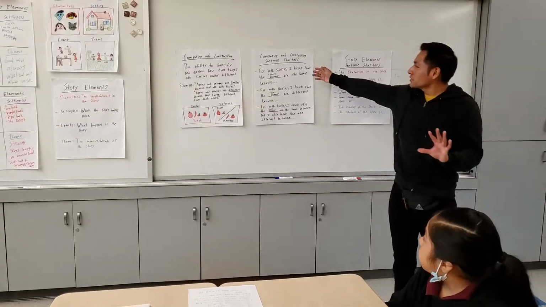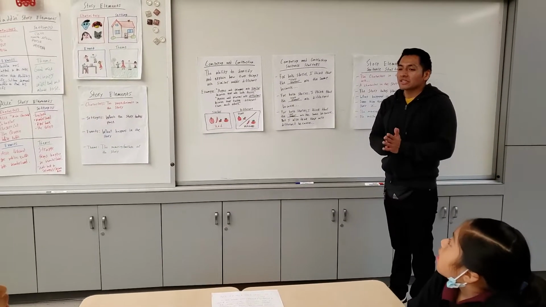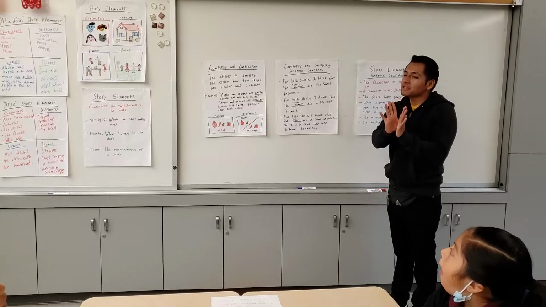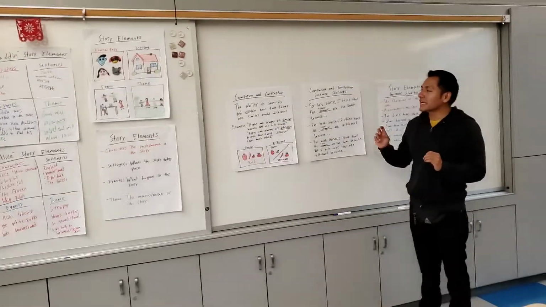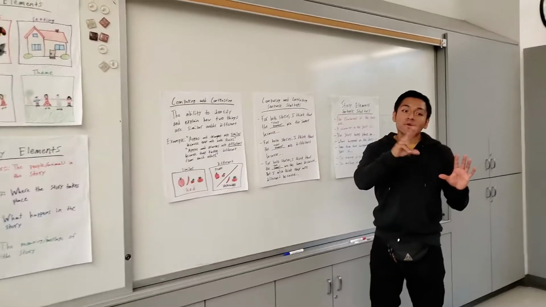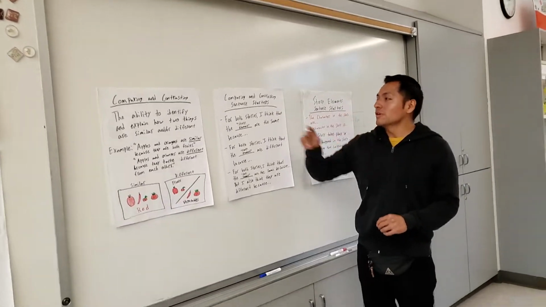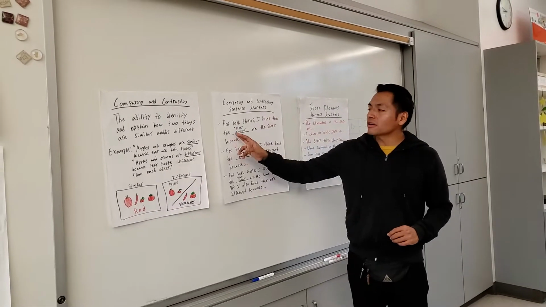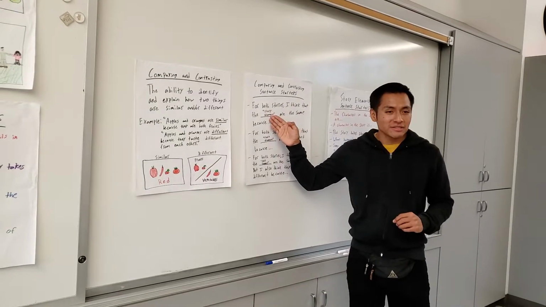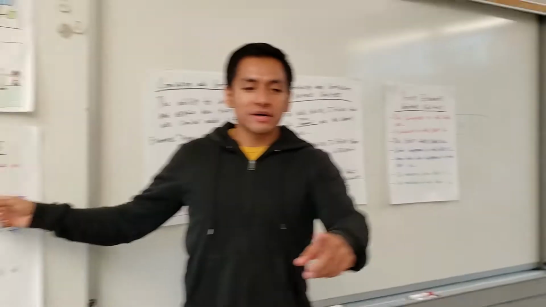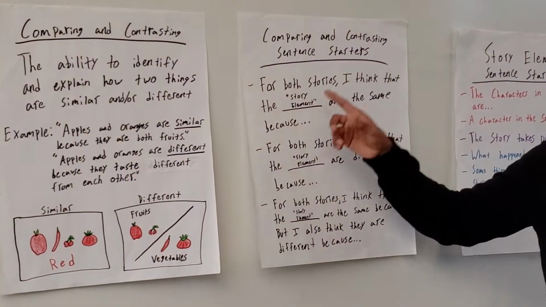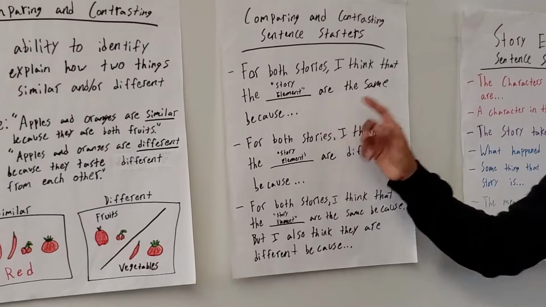And lastly, I want to introduce my sentence starters because I want you to use them if you need them, just to assist you. Let's say you want to compare what is the same. You will say, for both stories. Remember, how many stories do we have? Two. For both stories, I think that, what are we learning about? Story elements. Name one. Characters. All right.